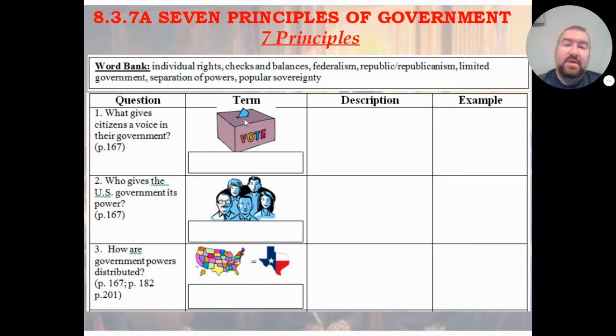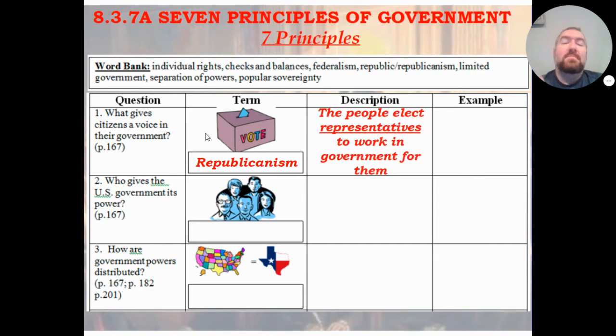So right here, we have a picture of a voting box. And I don't really like this one because it's a little bit confusing. There is a little bit of overlap there. But when people vote, who are they voting for? They are voting for their representatives. So republicanism. What is republicanism again? One more time. That is, people elect representatives to work in government for them. So one more time. The people are in charge because they are choosing their representatives. How does this work? Representative government. One more time. Republicanism, representative government. That's what you got to keep in mind.